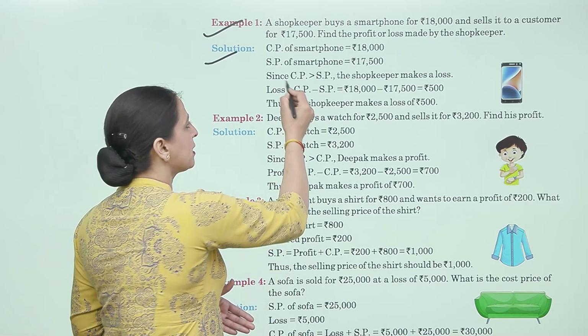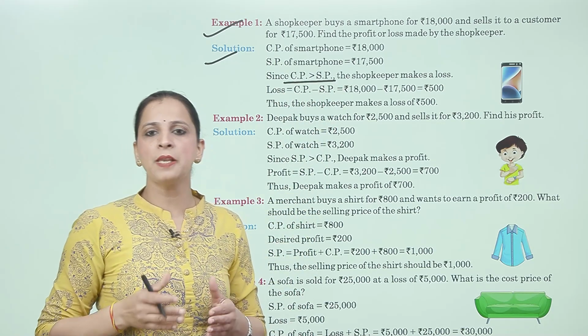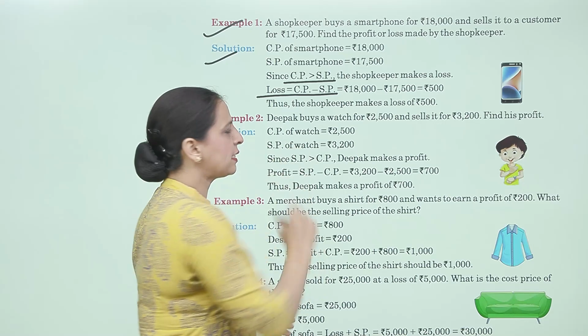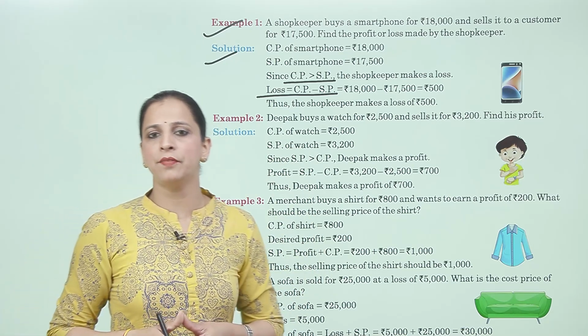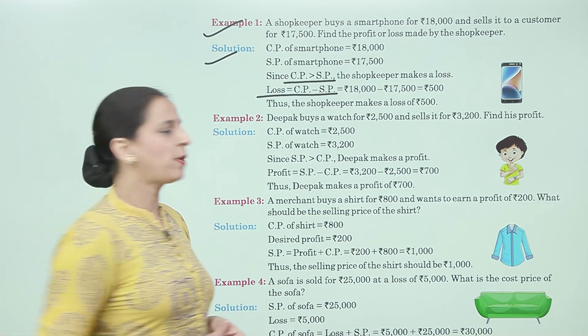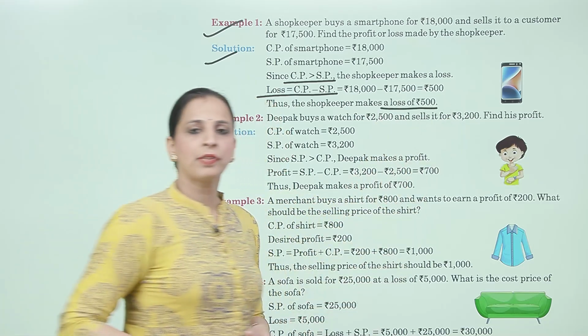Since cost price is greater than selling price, the shopkeeper makes a loss. So, loss is equal to CP minus SP, that is 18,000 minus 17,500 rupees, which is equal to 500. Thus, the shopkeeper makes a loss of rupees 500.